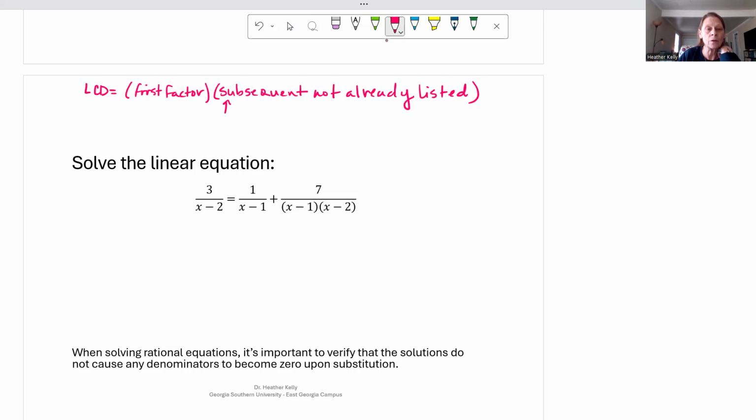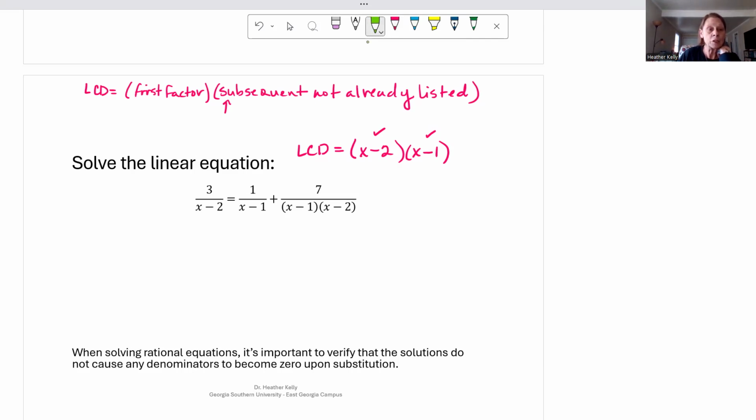All right, so here for our LCD, I'm going to write the first denominator down fully, x minus 2. When I look at the next denominator, it says x minus 1. I do not have an x minus 1. I have an x minus 2, so I'm going to need that x minus 1. And then when I look at the third denominator, it has an x minus 1. I already have one of those. It has an x minus 2. I already have one of those. That is our LCD.